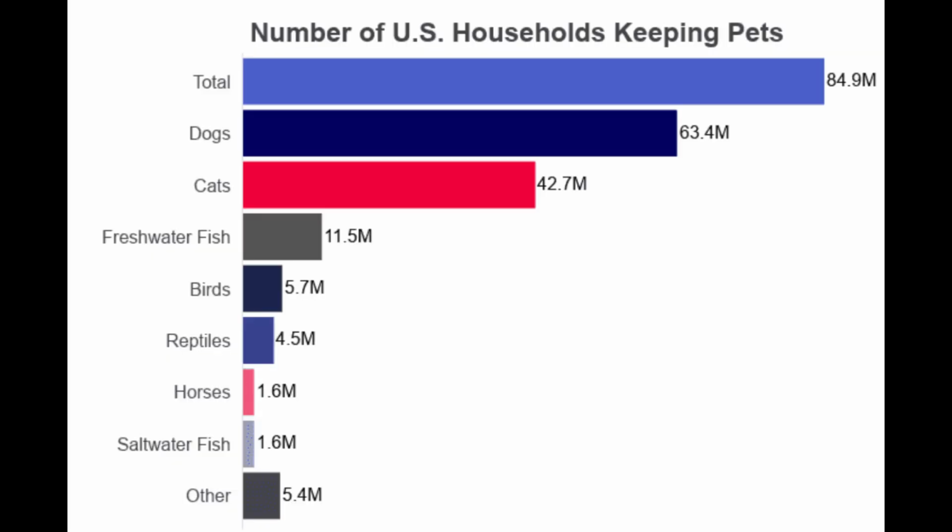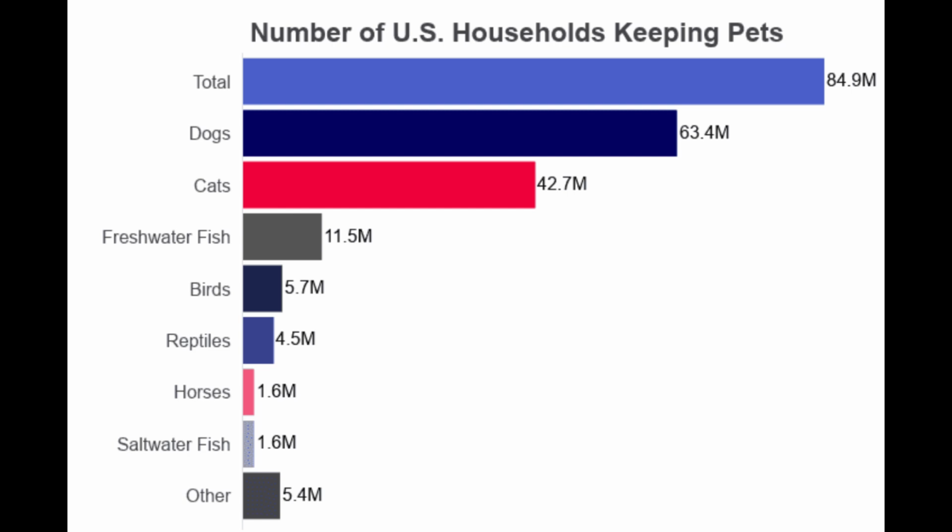The following picture gives information about the number of US households keeping pets. From the bar chart, we can see the value of cats is 42.7 million. The value of dogs is higher, which is 63 million.